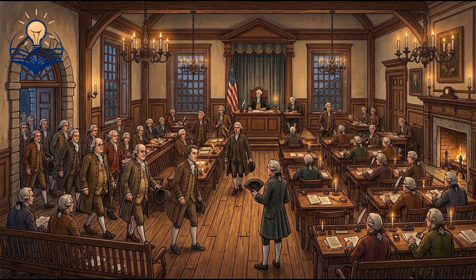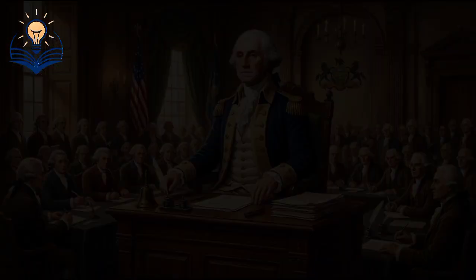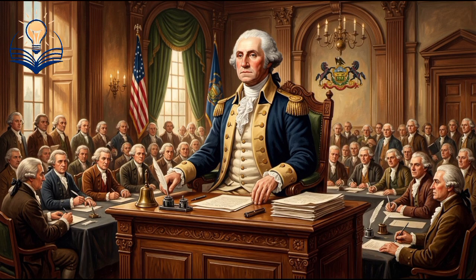Delegates attended the convention. Some of the most famous names included George Washington, Benjamin Franklin, Alexander Hamilton, and James Madison. George Washington served as the president of the convention. James Madison later became known as the father of the Constitution because of his important ideas and leadership. The delegates debated for months.